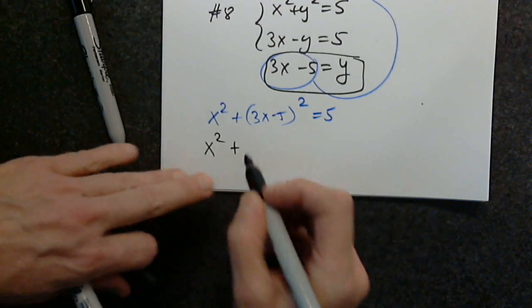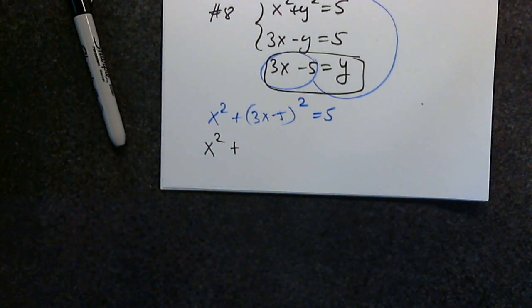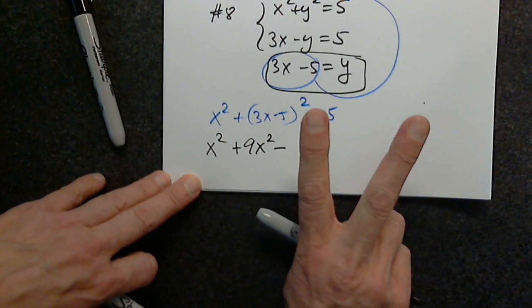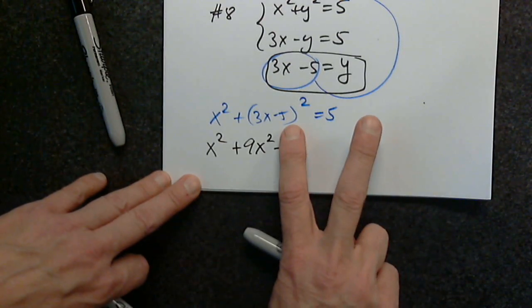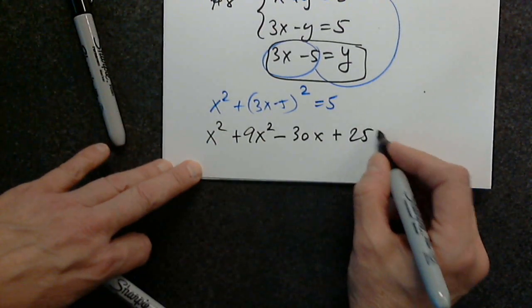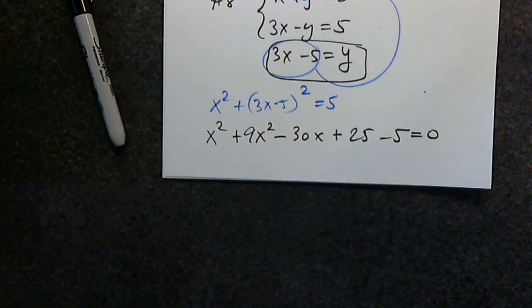So I copy x squared, but I have to be careful what I do with (3x minus 5) squared. How many terms will I write? 3 terms. The first term squared, minus 2 times the first and second. First multiply 2 by 5 and you get 10. Multiply by 3, negative 30x, and then plus 25 and minus 5, because it's quadratic and I have to set it equal to 0. That's the only difference between linear systems of two equations in two variables versus nonlinear systems.